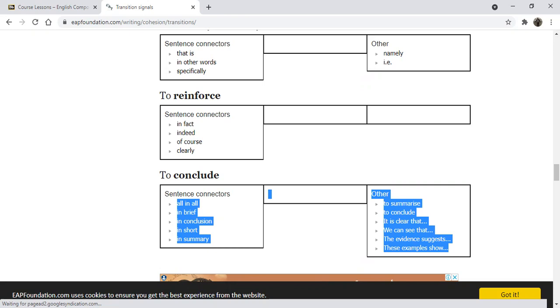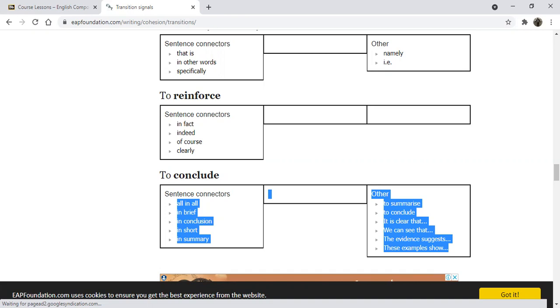Transition signals are used to signal, and that is why they are called signals, the relationships between ideas in your writing. Your writing should be coherent, should be cohesive. To ensure coherence and cohesion in your academic writing, you need to use some transition signals to signal the relationships between your ideas in your writing.